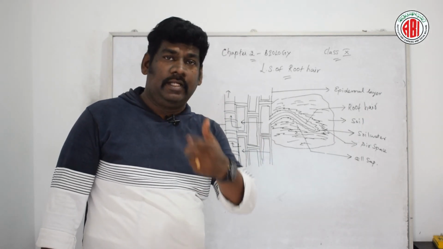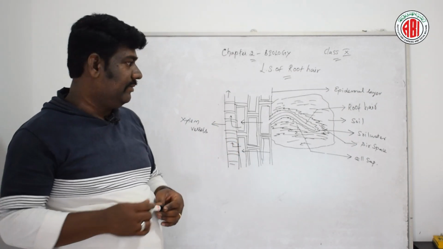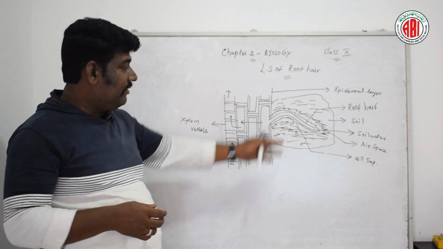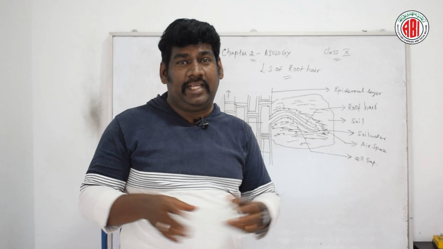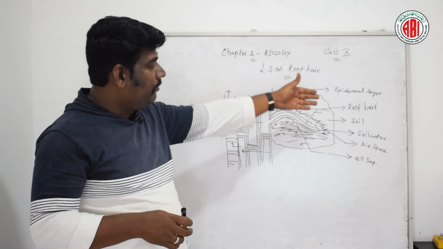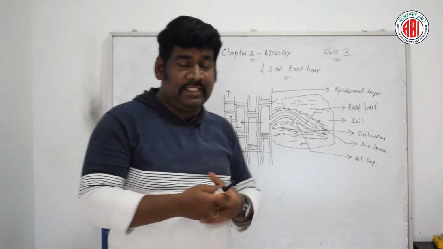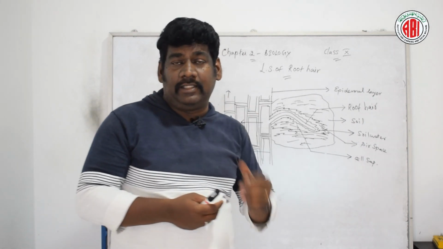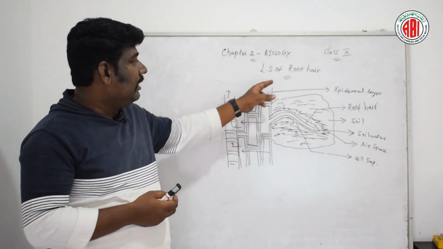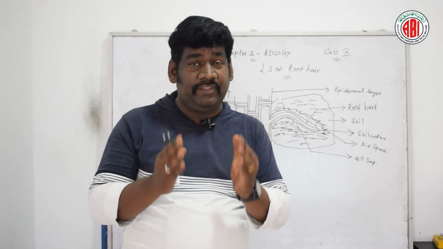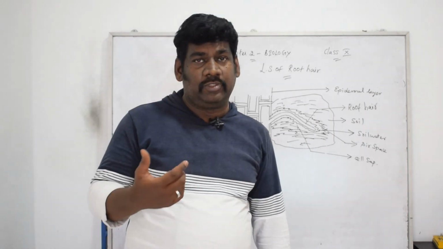Now let us go to the next diagram. The next diagram is also the same diagram, because instead of asking you to draw this structure and label it, they may ask you to show the block diagram. In the block diagram we should mention all these different parts and explain how conduction is possible in the plant. That is the block diagram of the root hair, the relationship between the root hair and the soil water. That is also one of the most expected questions.